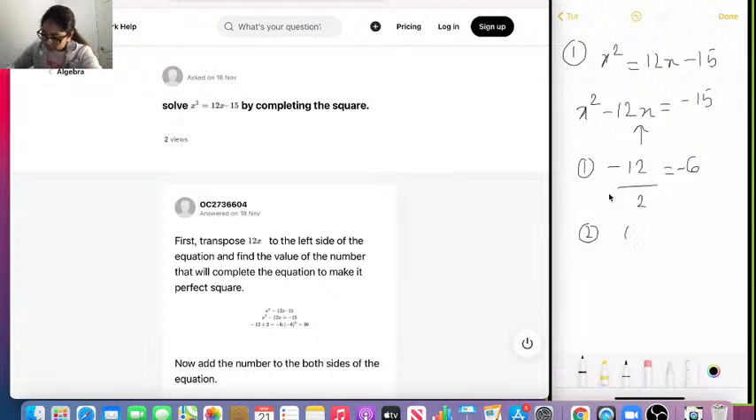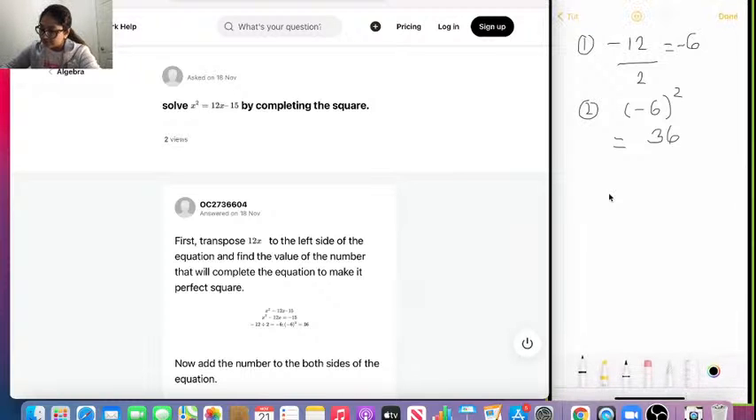So the next step is to square negative 6, and if we square a negative number, it's going to become positive, so we get 36. And so what we do next is we rewrite this equation: we write x squared minus 12x, we leave the 12x, and then we add the 36 into our equation. So we add 36 onto both sides.